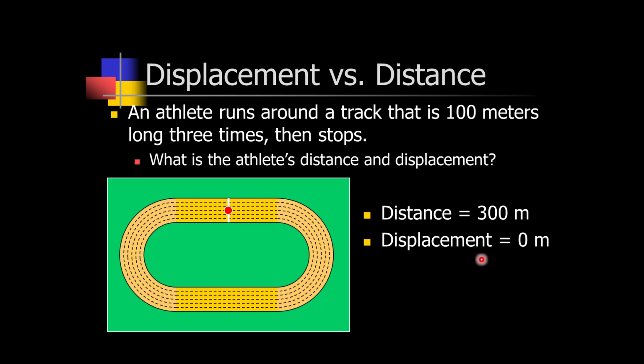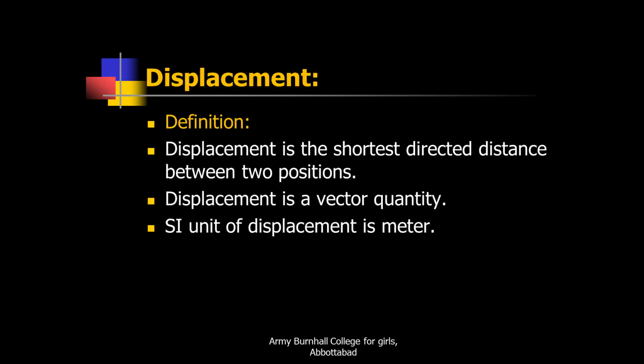Okay, there will be no displacement around the circular path, or when the body is coming back to its initial position, no displacement will be covered. So displacement and distance are two different things. Why? Because displacement is having a direction and distance is not having a direction. It is simply the path followed. So if we are going to define the displacement, it is the shortest directed distance between two positions.